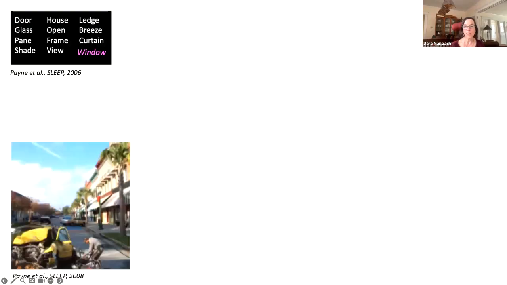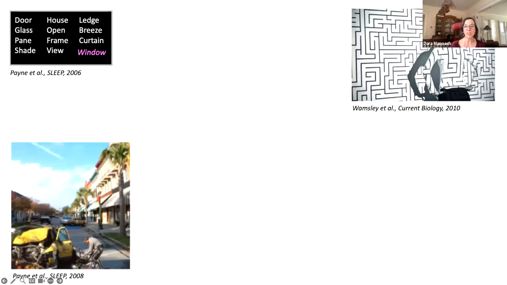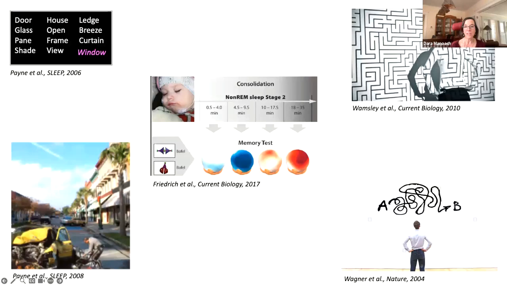It also prioritizes the recall of emotionally salient information. In this example, if this were a parked car rather than a car wreck, it would be remembered much less well after a night of sleep. It enhances spatial navigation. If you're given a task involving maze learning and you have a night of sleep compared to an equal interval of wake, you're going to do much better navigating after the night of sleep. It extracts insights and it facilitates language learning in infants.